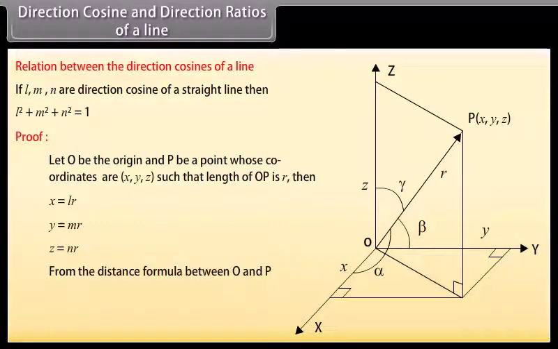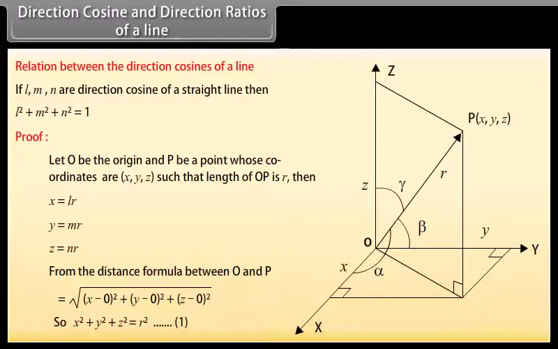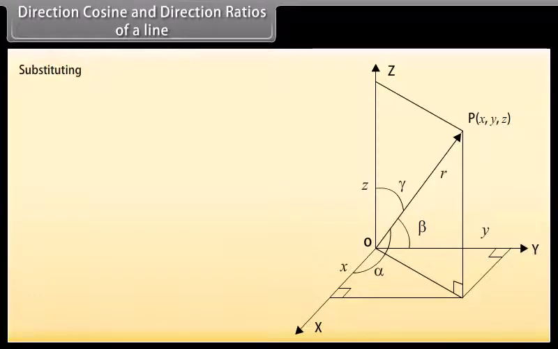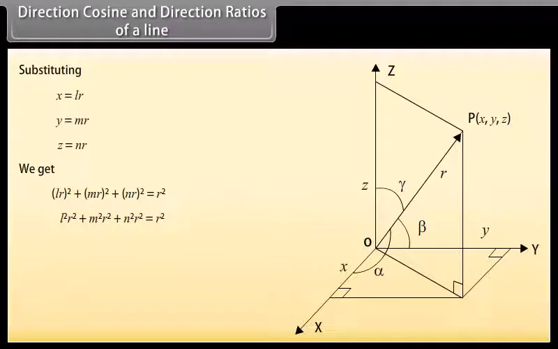From the distance formula, the distance between O and P equals square root of (x minus 0) square plus (y minus 0) square plus (z minus 0) square. So x square plus y square plus z square equals r square, name it as 1. Substituting x equals lr, y equals mr, z equals nr, we get (lr) square plus (mr) square plus (nr) square equals r square. l square r square plus m square r square plus n square r square equals r square. l square plus m square plus n square equals 1.